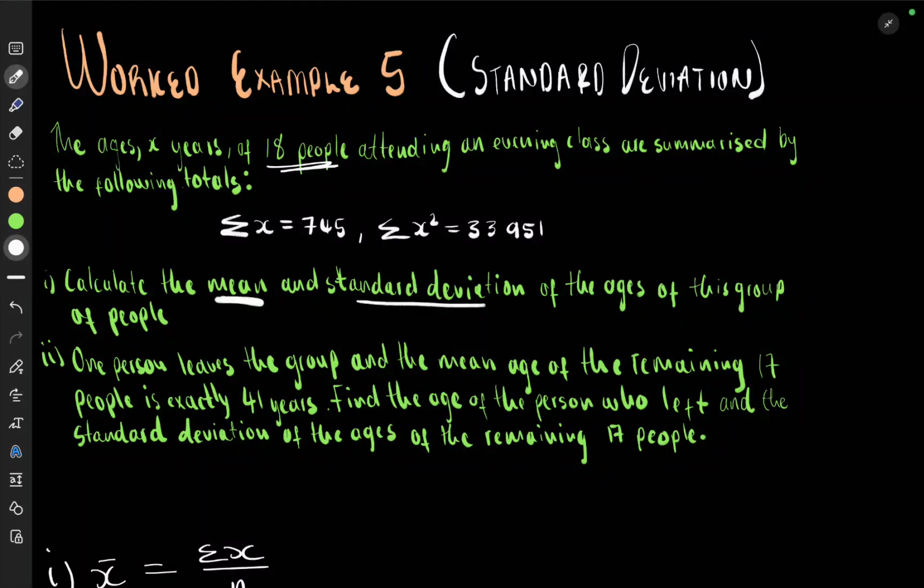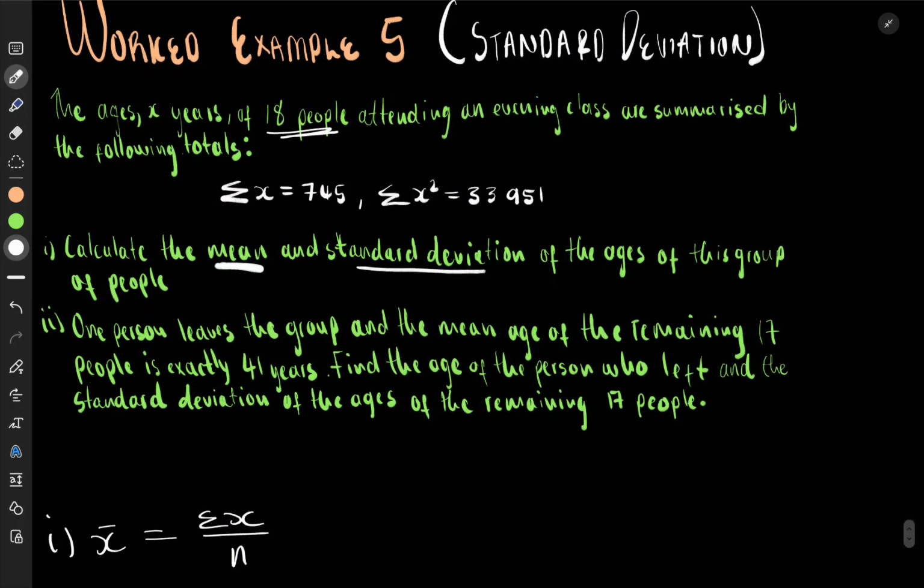Now we're going for the second part, which is saying to us one person leaves the group and the mean... one person leaves the group. So I'm going to underline that. That's important. Okay. Mean age of the remaining 17 people is exactly 41 years. All right. So mean age of 17 people is 41. Find the age of the person who left and standard deviation of the ages of the remaining 17.